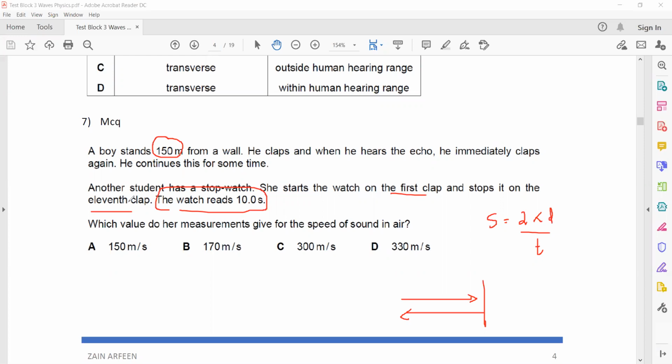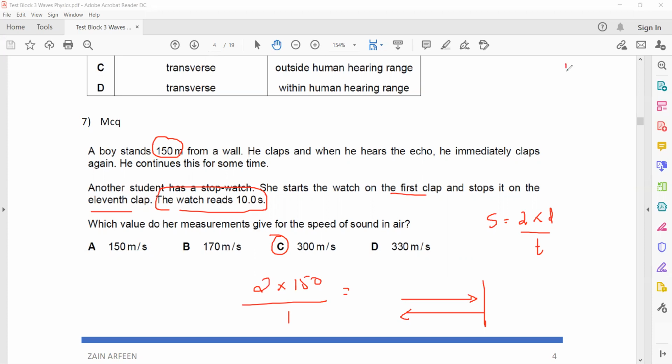We will consider 10, because the first clap will produce a sound, and when the 11th clap is there, she's not hearing the sound of the 11th, she's stopping at the 11th clap. So total it will be 10. So it will be 2 multiplied by distance. The distance is 150. And the time interval: if 10 claps are taking 10 seconds, one will take 1 second. That's why the time interval is 1. So 300 will be the right answer.